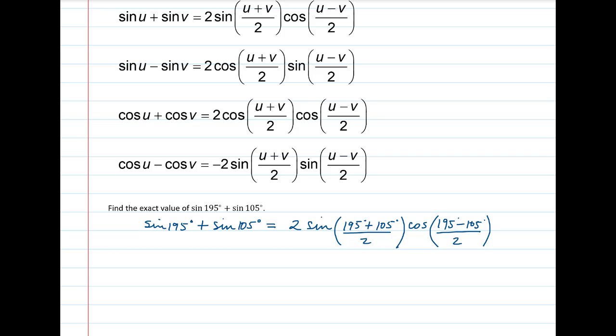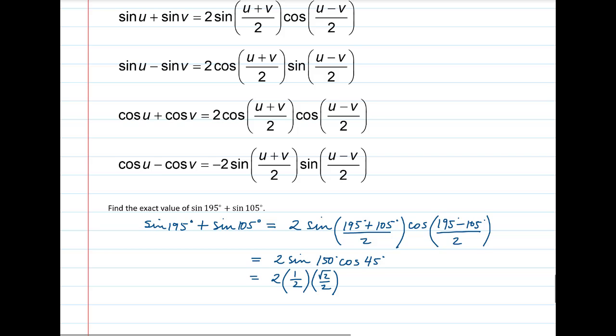Here we have it, and we're going to use the very first one here. We get that's equal to 2 times sine of (195 plus 105) over 2 times cosine of (195 minus 105) over 2. And notice that once we clean that up a little bit, we end up with angles that are from the unit circle: 2 sine of 150 degrees times cosine of 45 degrees. They're both from the unit circle, so we can find the exact answer value for this problem.